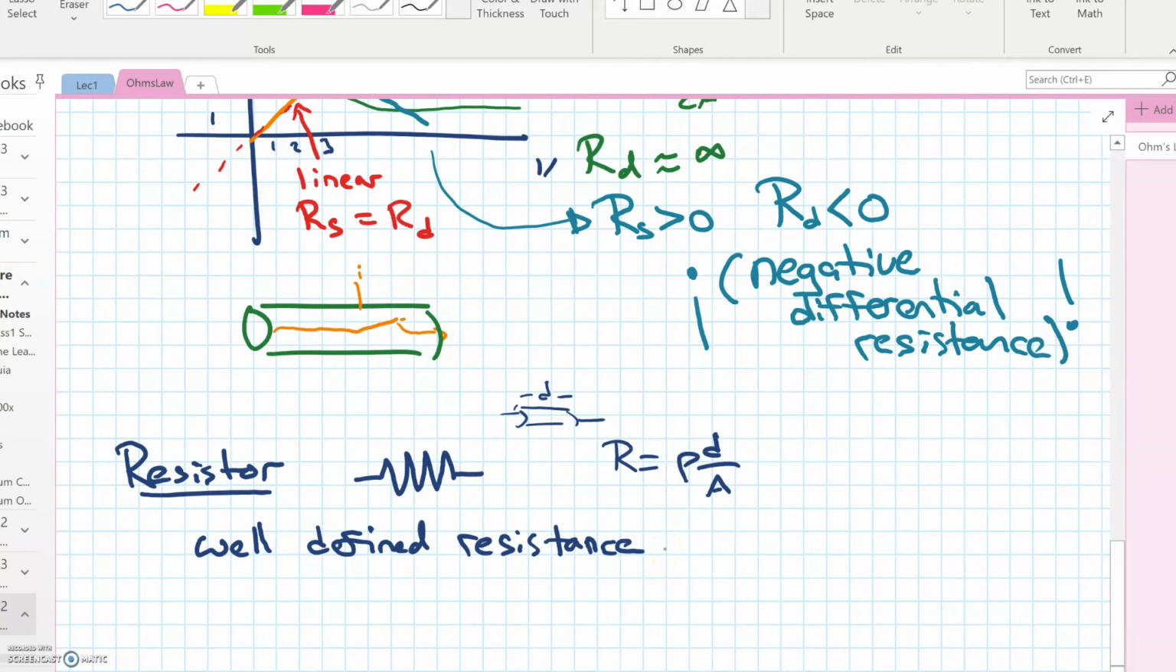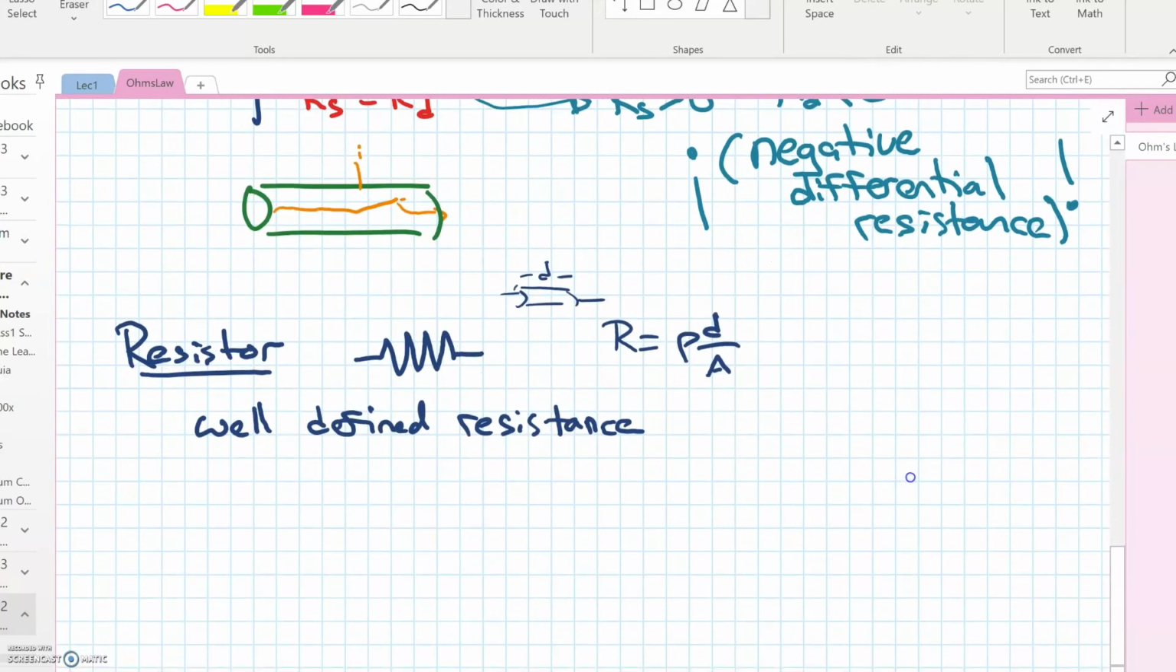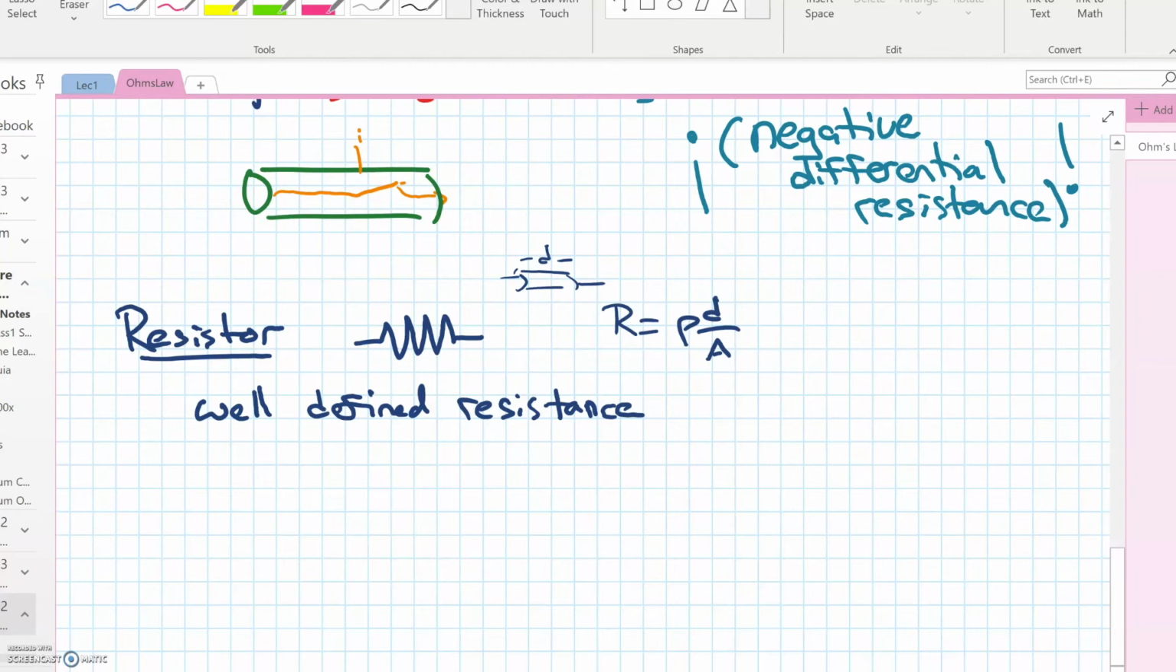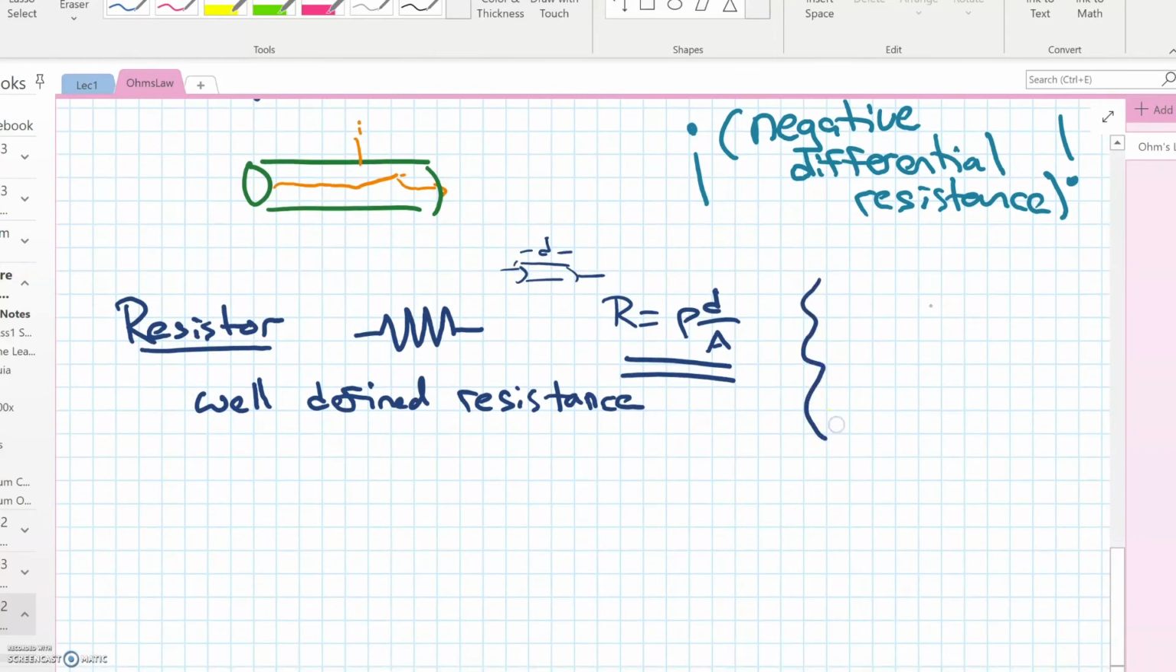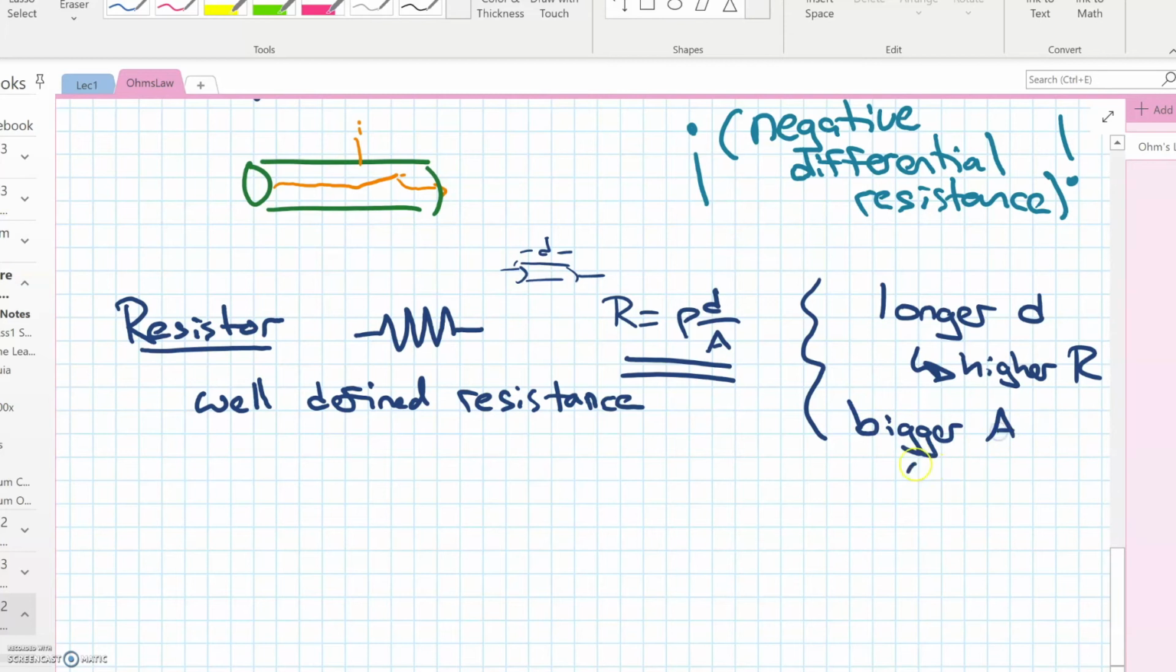A resistor is just something with a well-defined resistance. And we can get an intuition using this formula about how a resistor should behave. We can see from this geometric formula that if we have a longer distance, a longer resistor, we're going to have higher resistance. And if we have a bigger area, we're going to have lower resistance. All right, so we can imagine that if we had a wire, the length, this distance d here, is linear. If we double the length, we're going to double the resistance.